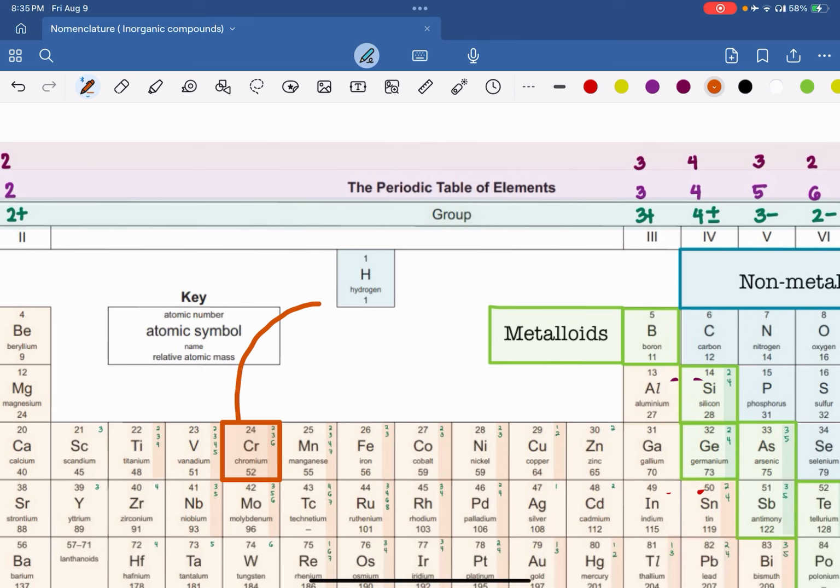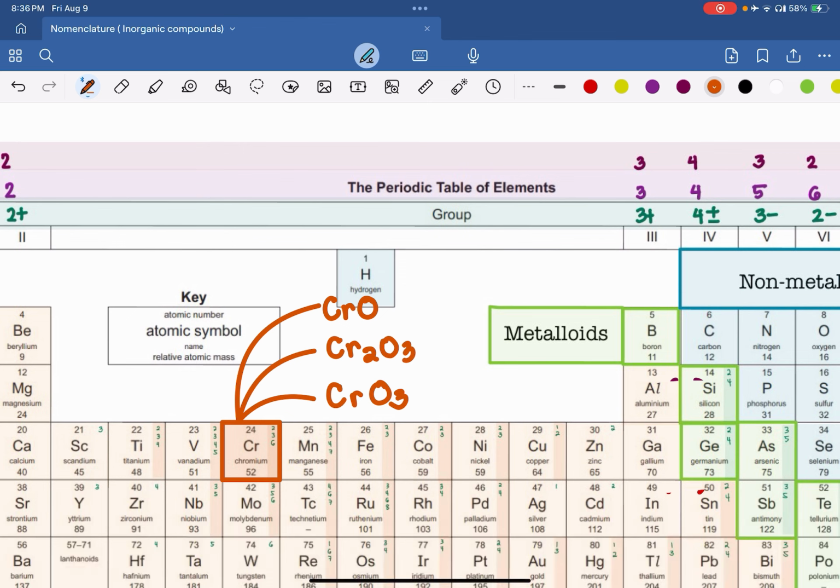For instance, we are going to react chromium with oxygen. Because it has three possible charges, it can also yield three possible combinations, which would be CrO, Cr2O3, and CrO3. What would be your strategy in knowing which specific charge was utilized by chromium?